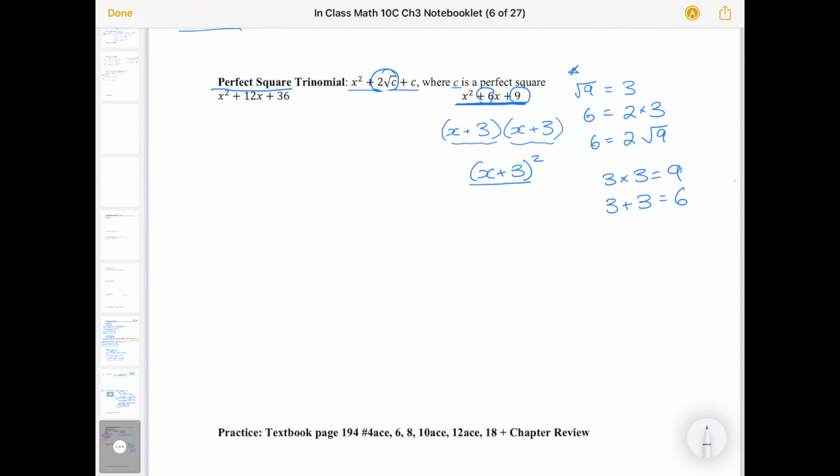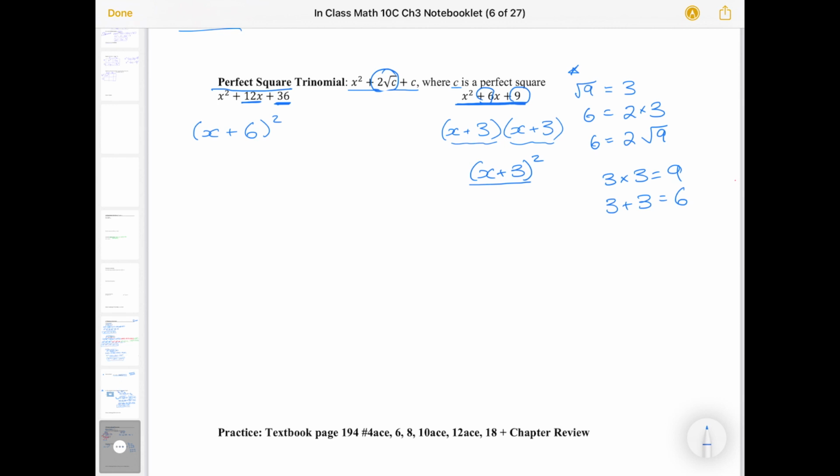All right, let's look at this next example here. 36, that's a square number. So when we start looking at factoring, I want you to look at the last number. Is it a square number? If it is, start getting excited because you might be able to take a shortcut. Is the middle coefficient 2 times the square root of that number? Well, 12 would be 2 times 6, and 6 is the square root of 36. So this would be x plus 6 squared.